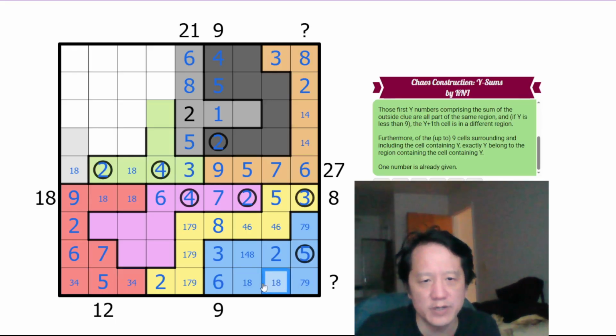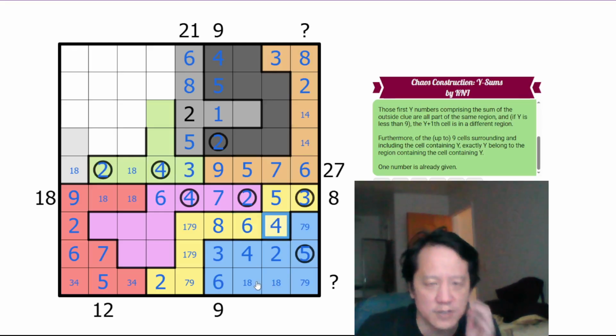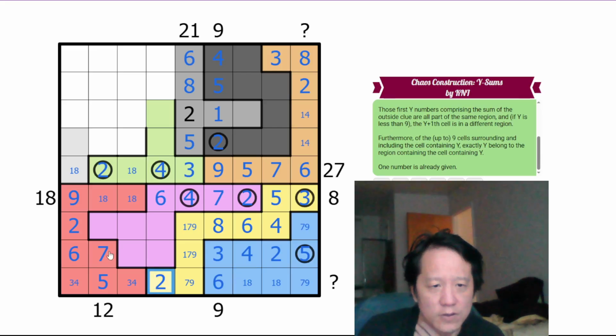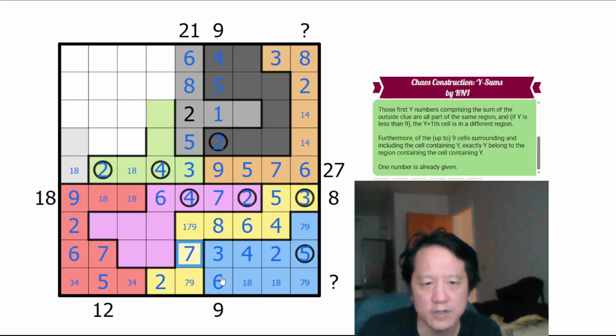It's 1, 8 as a pair, which eliminates 1, 8 in the rest of the row and region. So this can't be 1 or 8. It's 4, which makes this 6, which makes that 4. Okay. 7 eliminates 7 here.